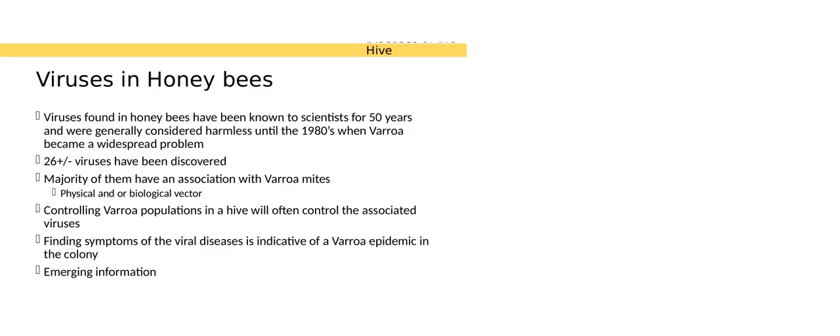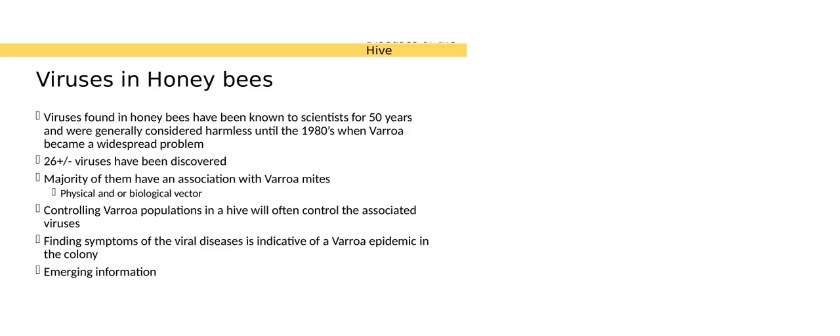There are about 26 or so viruses that have been discovered. The majority of them are associated with the varroa mites physically, or the mites could be a biological vector. Controlling varroa populations in a hive will often control the viruses. That's a tricky one, though. You really want to make sure you control your varroa population before it gets too high. Finding symptoms of the viral disease is indicative of a varroa epidemic in the colony.